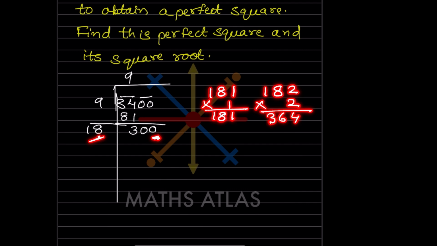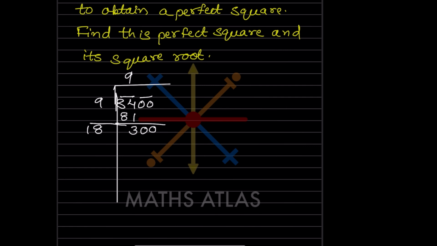So now we cannot take this one. Let us take this one, because they said we have to find the perfect square, so this is not going to be exactly the same. Now let us see, if we take 2 here, what did we get there? That was 364. Now 300 minus 364 is going to be minus 64.